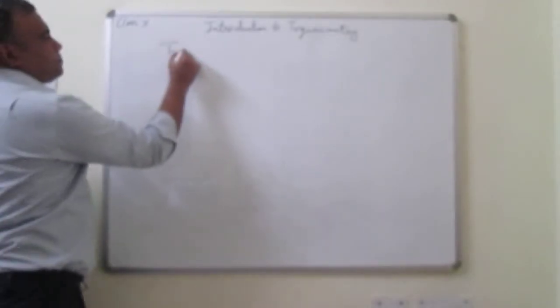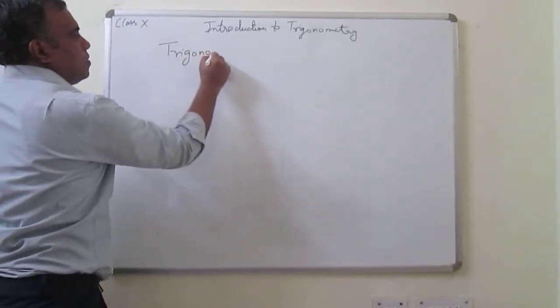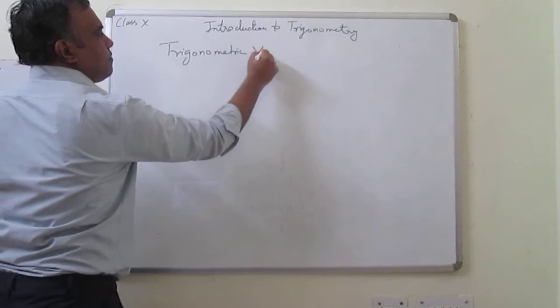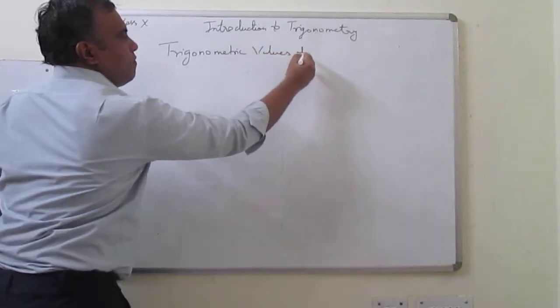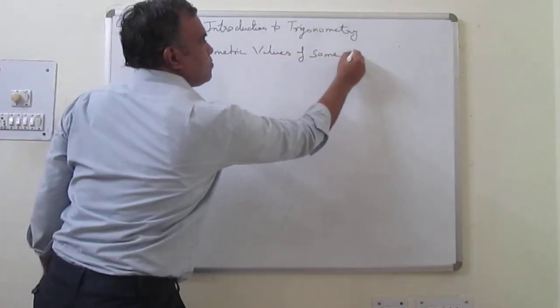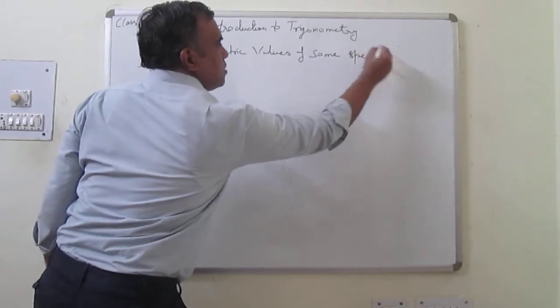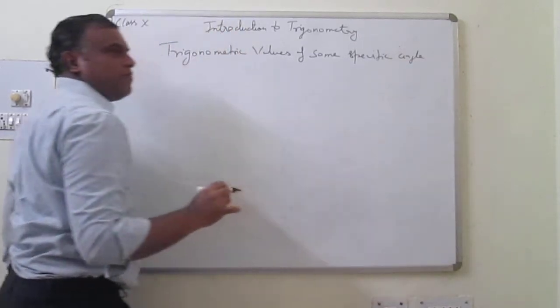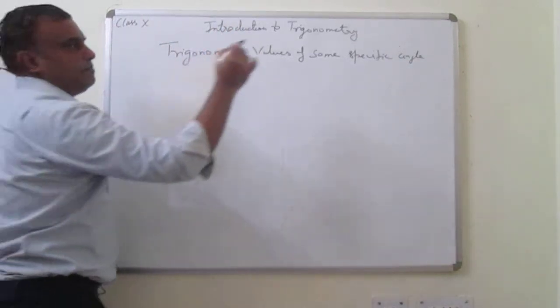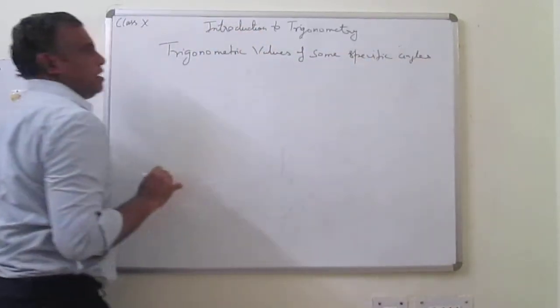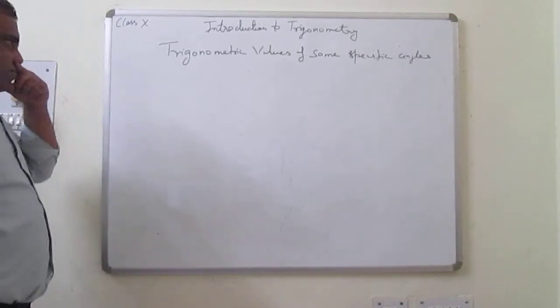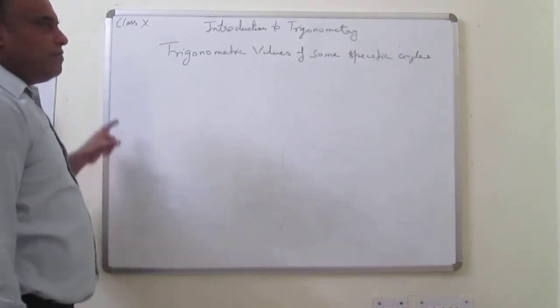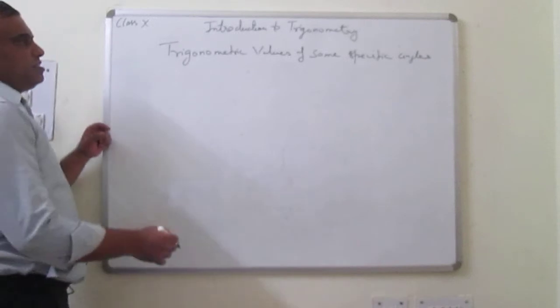Trigonometric values of some specific angles. There are some specific angles in our course: 0, 45, 30, 60, 90, and we prove it. Okay. First I will tell you how you remember the values of some specific angles.